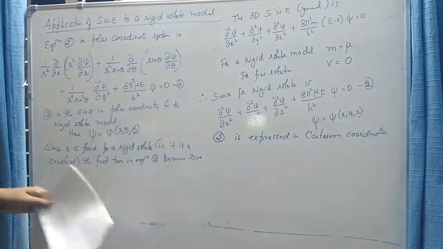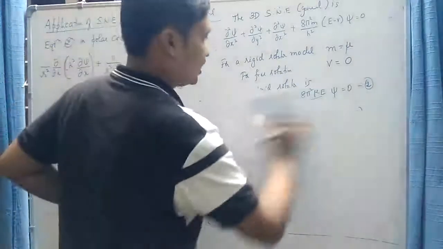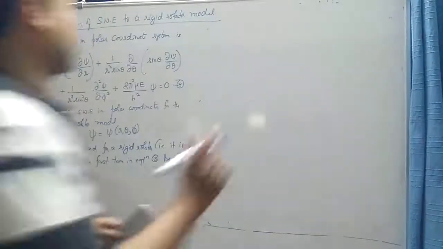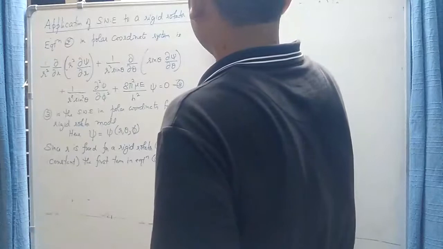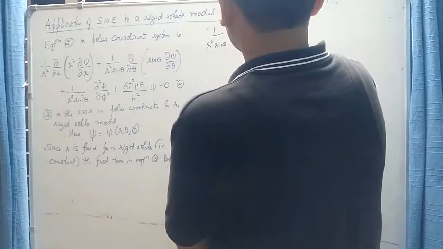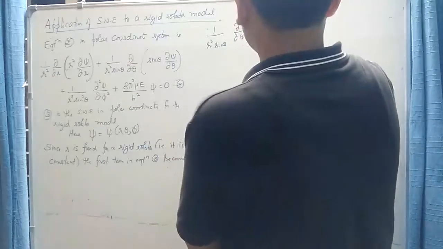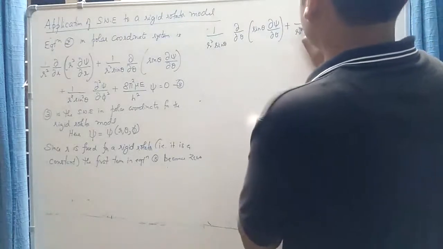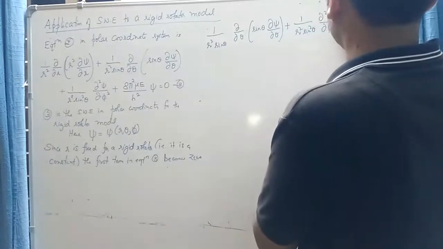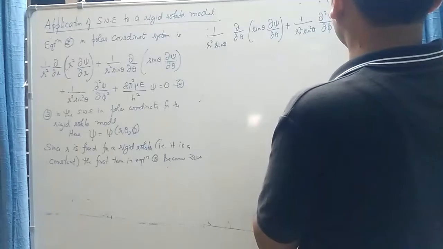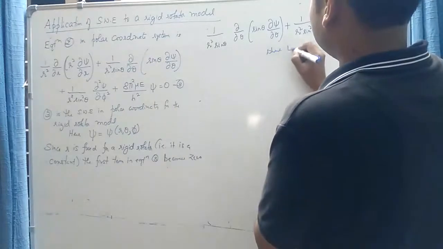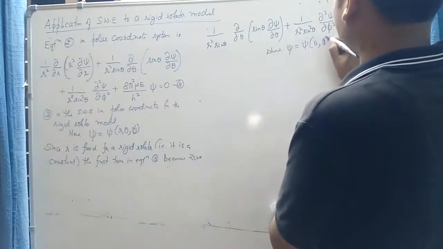So we can simplify the differential equation 3 and write: equation number 3 can be written as 1 by r square sin theta into ∂/∂θ of sin theta into ∂ψ/∂θ, plus 1 by r square sin square theta into ∂²ψ/∂φ², plus 8 pi square mu into E by h square into psi is equal to 0, where now psi depends only on theta and phi.